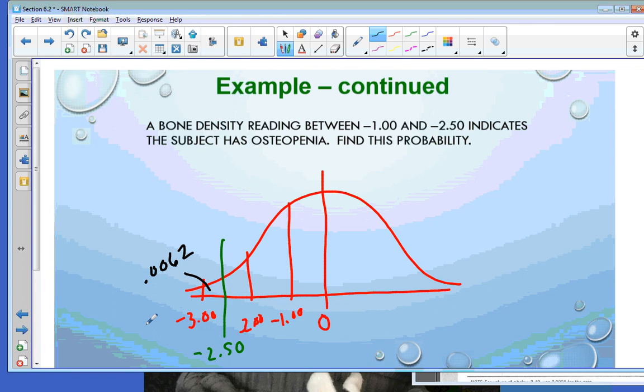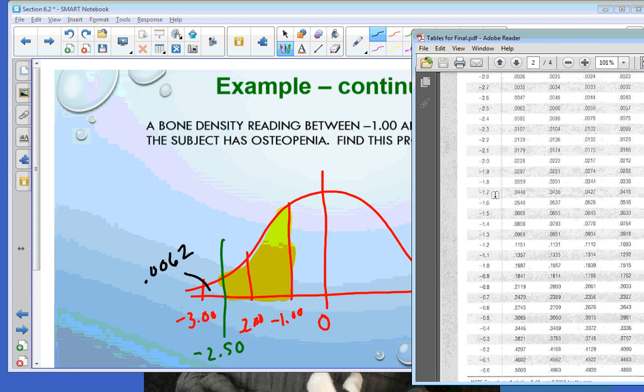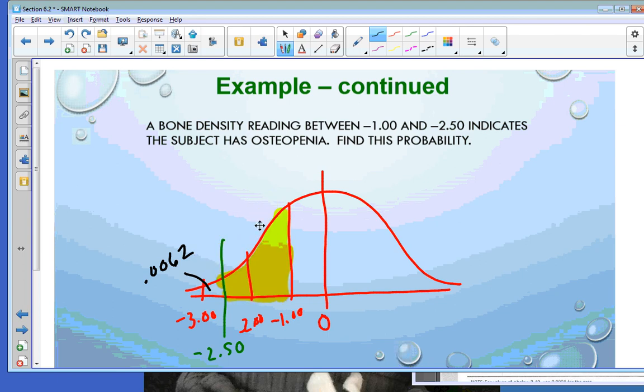Now I need to look up the area from the end to -1. We never shaded our area, so let's go back and just shade that little area that we want. So I'm going to use that table now to look up z is -1. Well, z is -1.0 is here. So that is 0.1587. And that's the area for this whole thing.